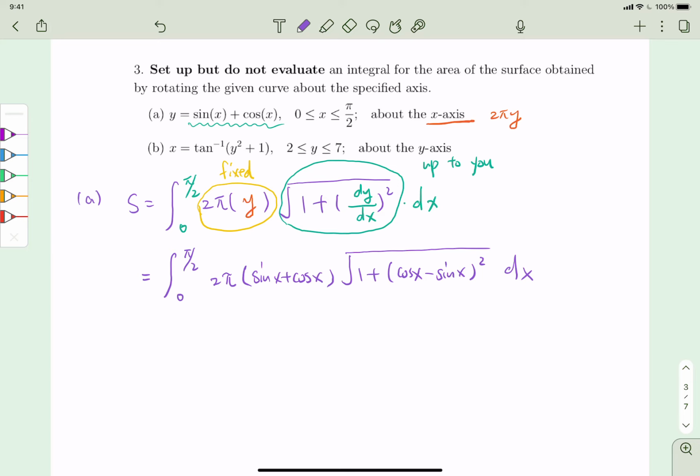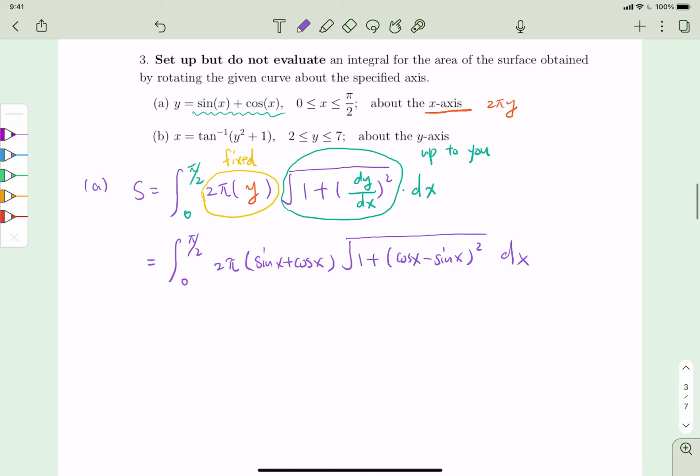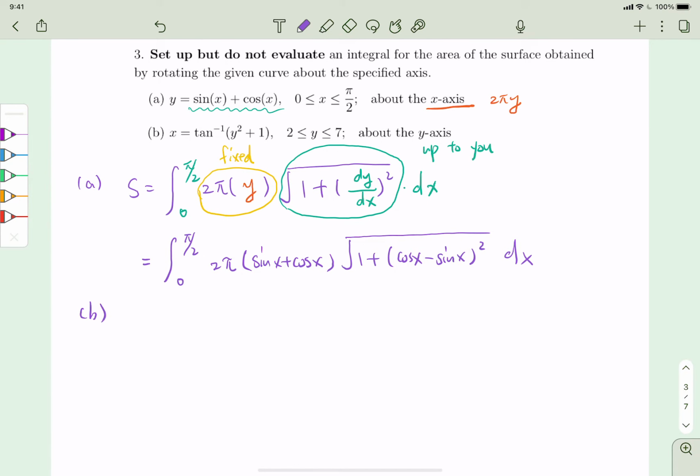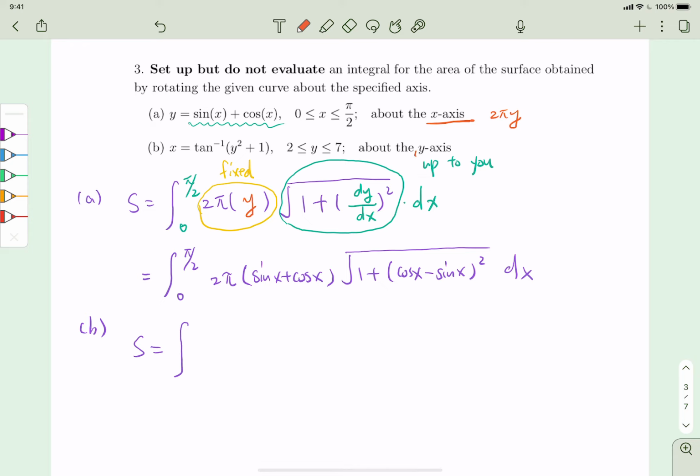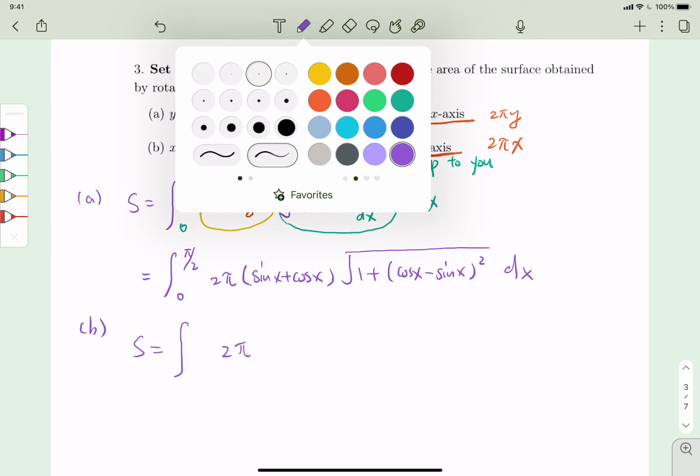And let's take a look at B. Now S is equal to integration, right? And I look at my question, it says about the y-axis. So I know my radius should be x, right? And this should be 2 pi x. So it's fixed, this part, 2 pi x here.